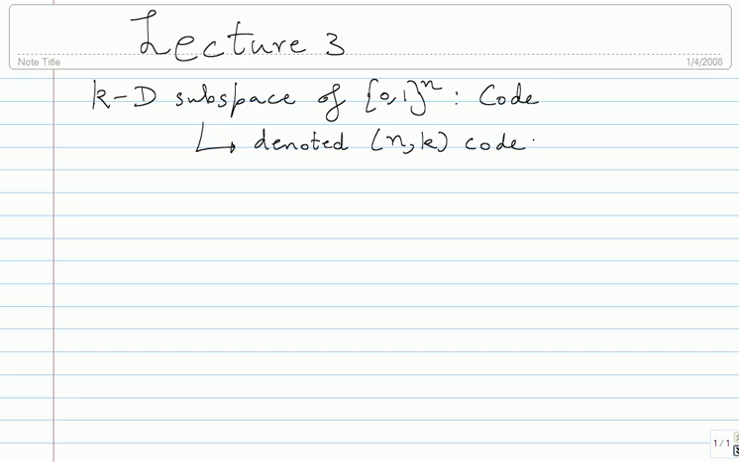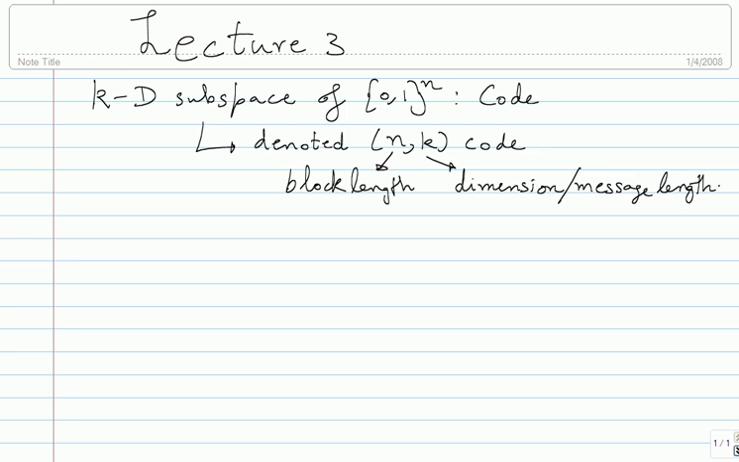So this notation is quite standard. N comma k, n is called the block length, and k has several names. I'll refer to it as either dimension or message length. So that's how we'll denote a k-dimensional subspace of the n-dimensional binary vector space.